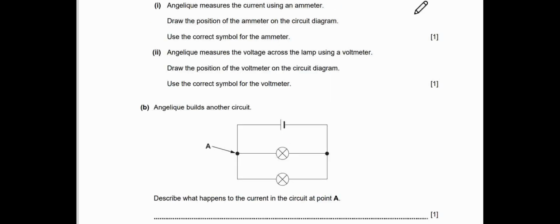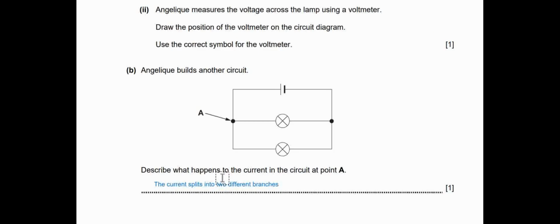Next, question part B. Angelic builds another circuit. Describe what happens to the current in the circuit at point A. At point A, this is a parallel circuit. So the current from the source will be divided into two branches, here and here. Let's type down the answer: the current splits into two different branches.